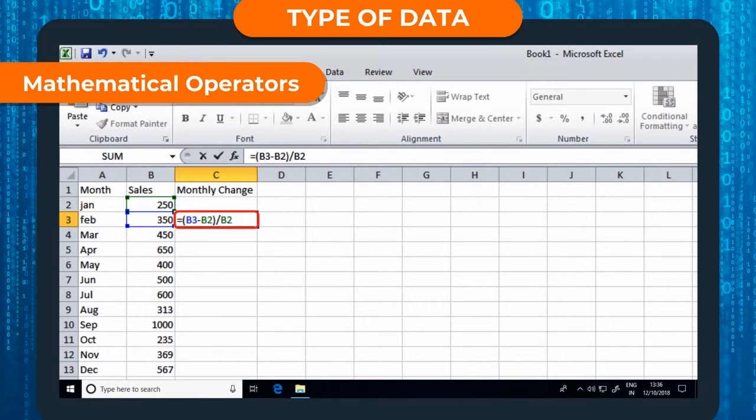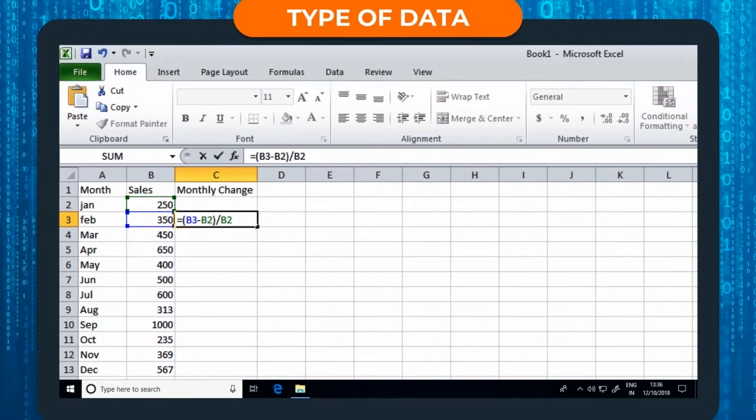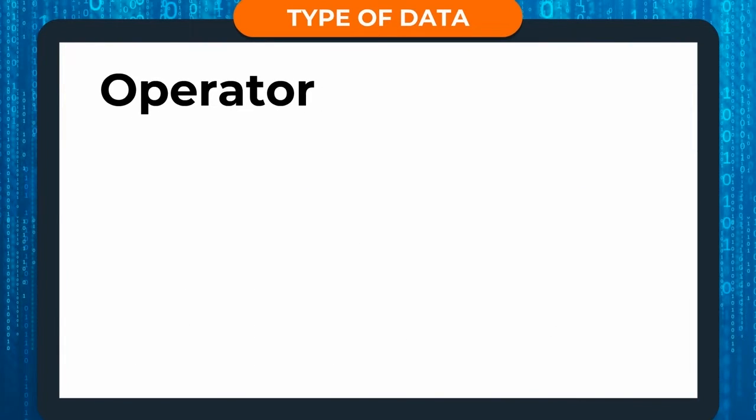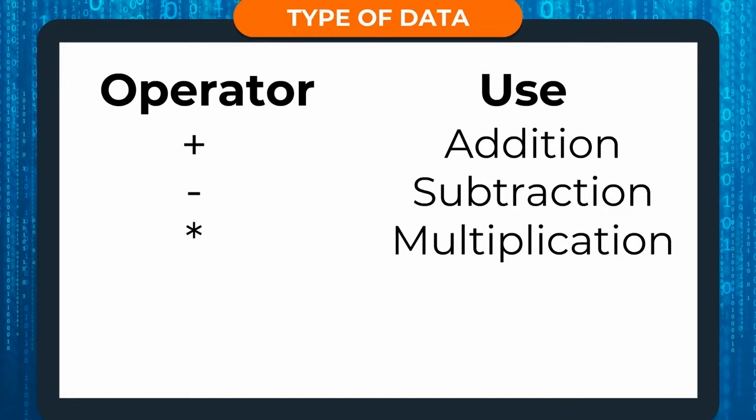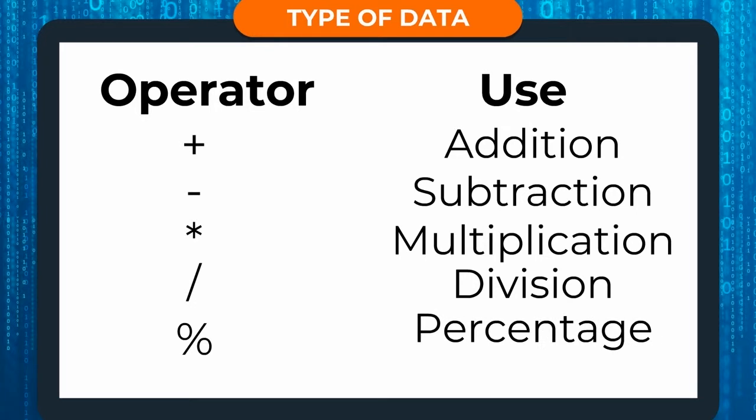Mathematical operators. Mathematical operators are summarized in this table. Operator, use. Plus operator is used for addition. Minus operator is used for subtraction. Cross operator is used for multiplication. Slash operator is used for division. Percentage operator is used for percentage.